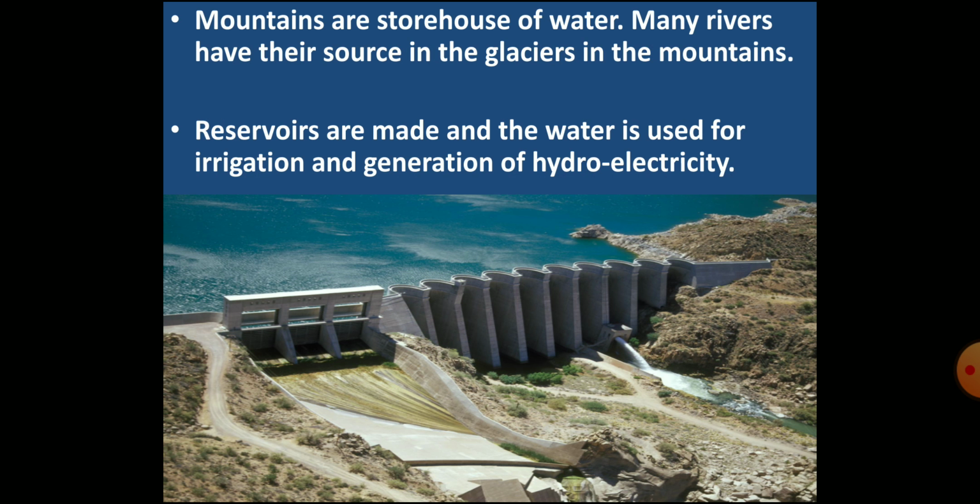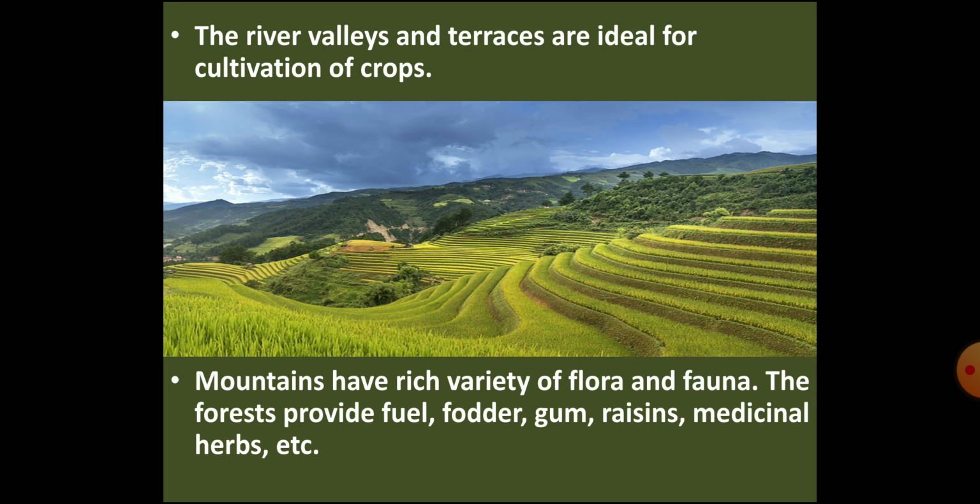Mountains are very useful. They are called the storehouse of water. Several perennial rivers originate from mountain glaciers. Many freshwater lakes and springs are also found in mountains. Dams and reservoirs are built and the water is used for irrigation and generation of hydroelectricity. The river valleys and terraces are used for growing crops.